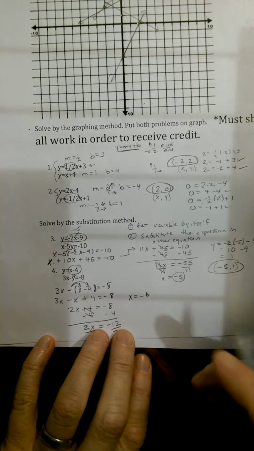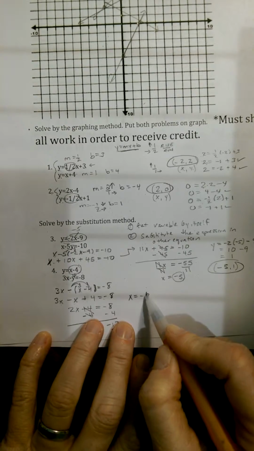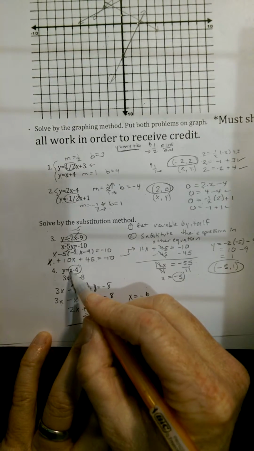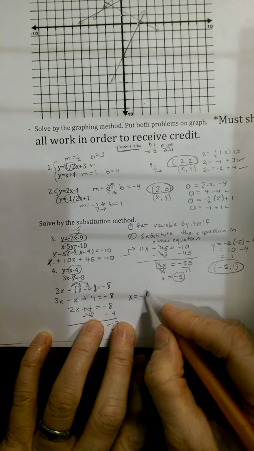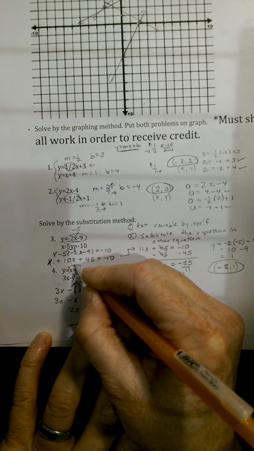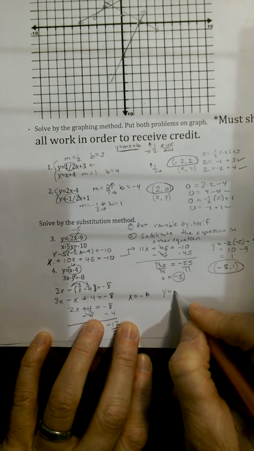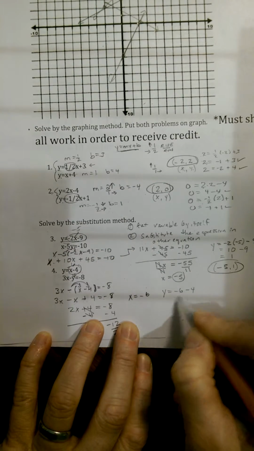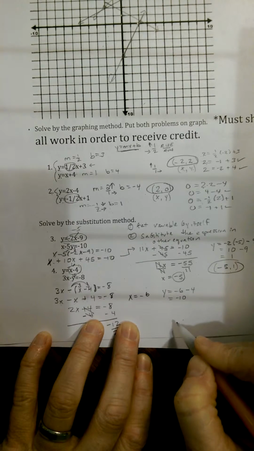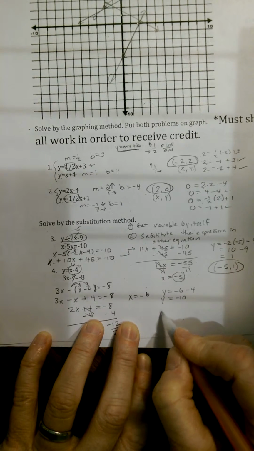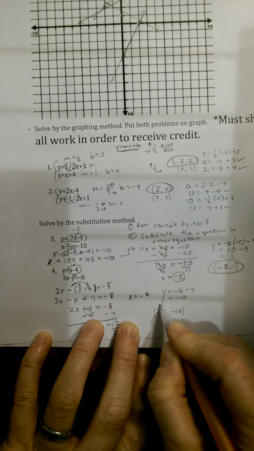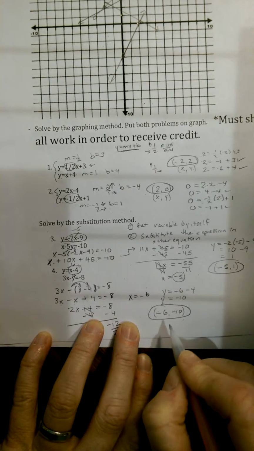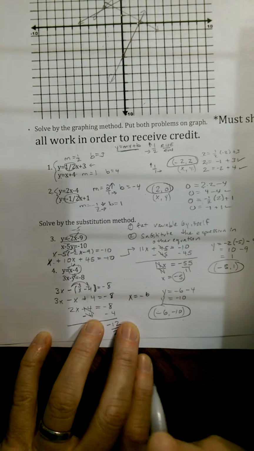I'm not quite done. After I get my x value, I need to substitute it into one of the equations. I always like to substitute it into the one that's already solved for y. So if I take this negative 6 and put it in for x here, negative x minus 4 gives me negative 10. So my final answer is negative 6, negative 10. When you're taking a quiz, it's always a good idea to check them and put them back into each equation and make sure they work.